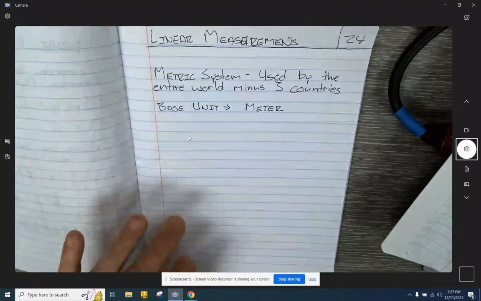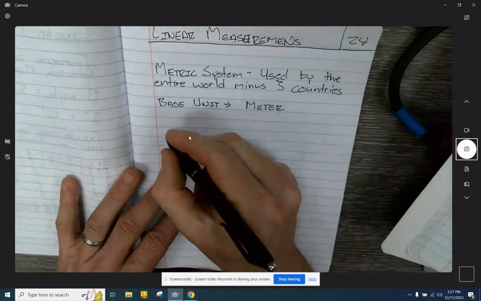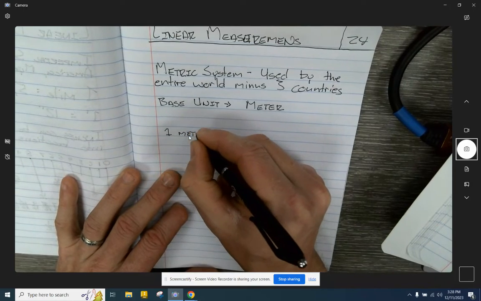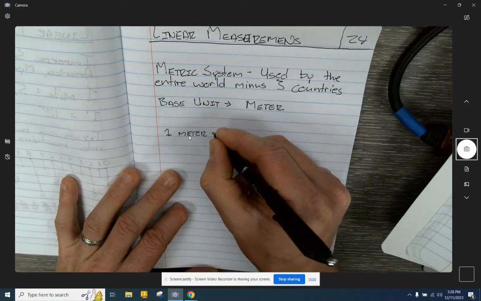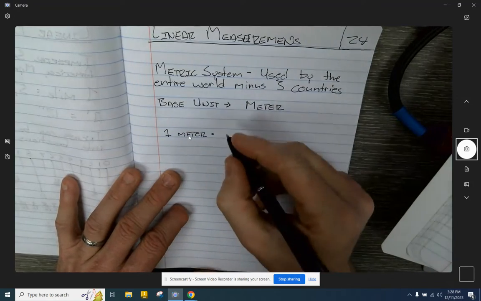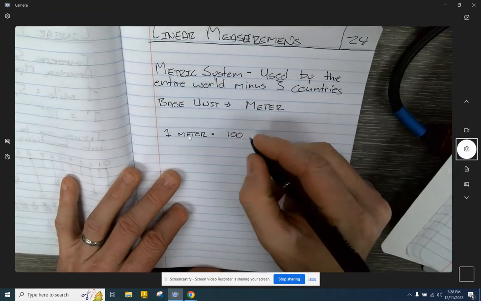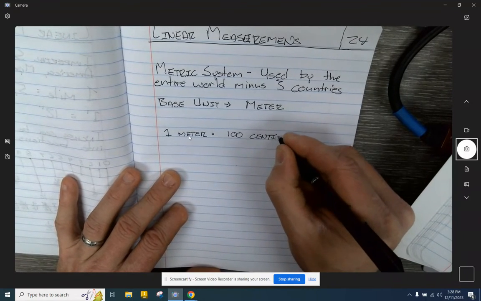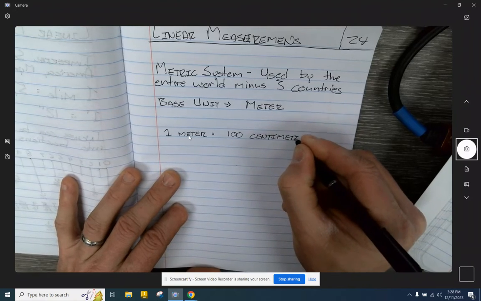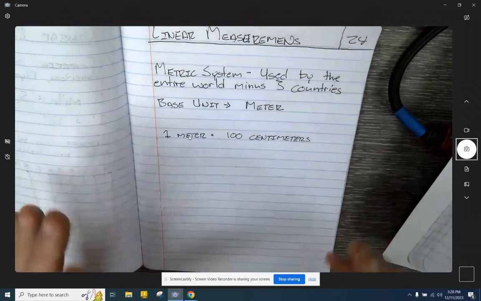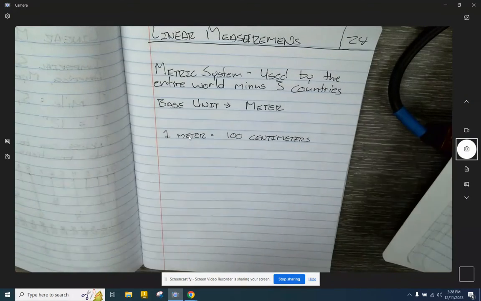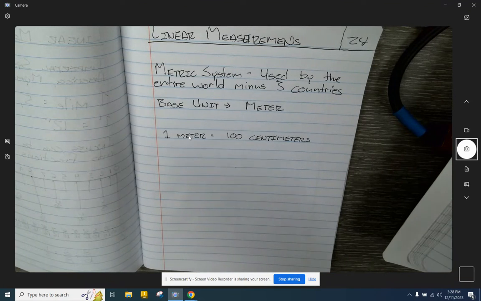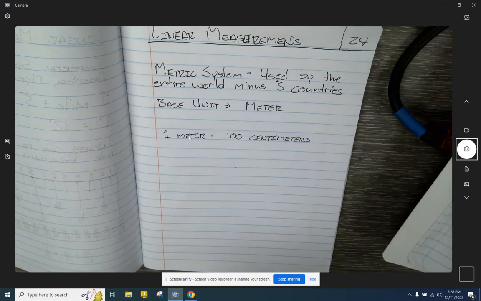Okay, and here's how it works. I'm going to leave myself a couple lines of space here. 1 meter equals 100 centimeters. And so centimeters fairly close to our inch. We'll talk about some conversion ratios later. But if we want to measure things in our system, we'd measure using an inch. Typically, we're going to do it in centimeters in the metric system.